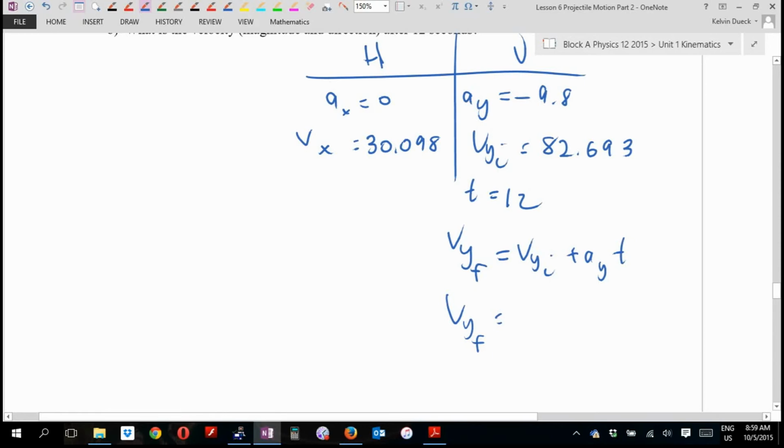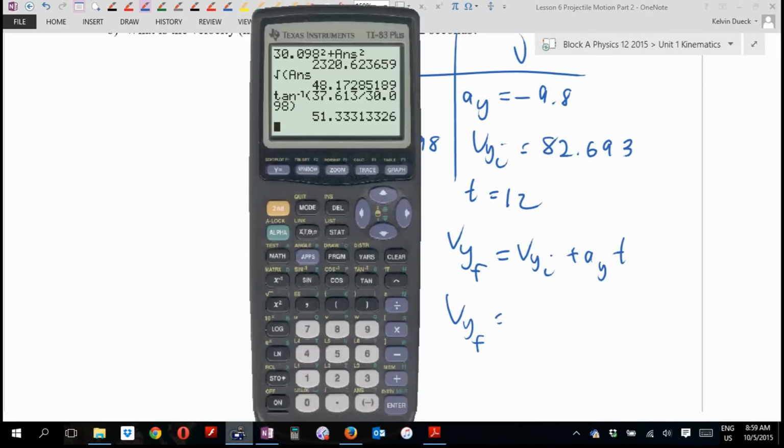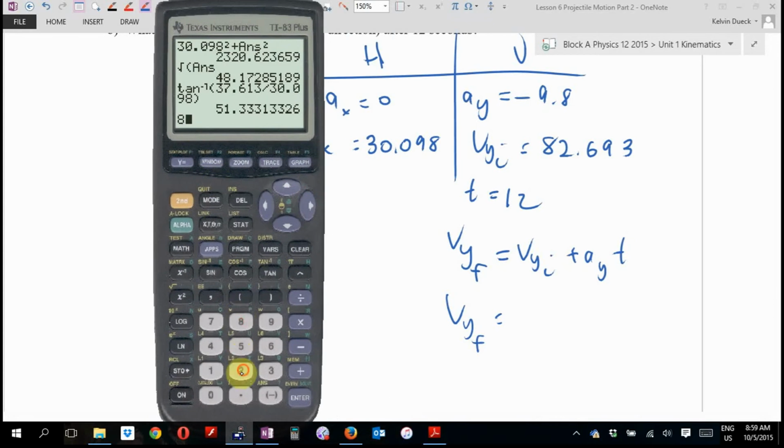Now, because 12 seconds is a pretty long time, I have a feeling it's on its way down. Let's prove it. It's going to be 82.693 plus negative 9.8 times 12.